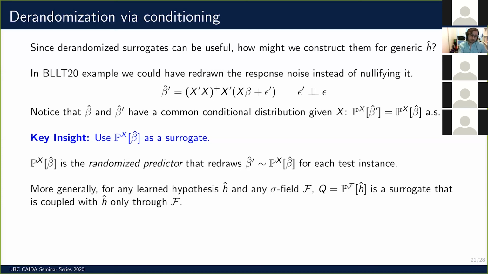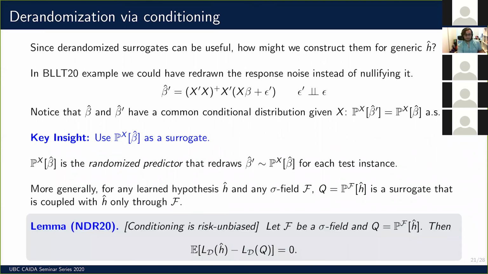And more generally, for any possible learned hypothesis that we could have, and any sigma field f, or any collection of random variables that we've summarized in f, we can construct the random measure, the randomized classifier Q, as the conditional law of h hat given f. And this is a surrogate which is coupled to the original learned hypothesis only through the information contained in f. So you can think of f as a collection of random variables that you're going to condition on.